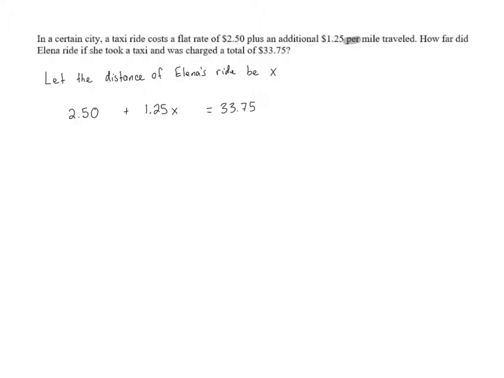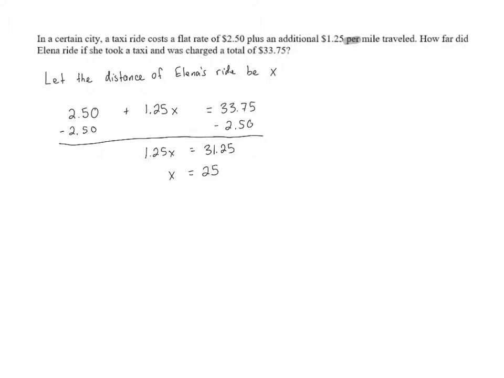We can start by subtracting 2.50 from both sides. When we do that, we're left with 1.25x on the left, and $33.75 minus $2.50 is $31.25. Don't forget the decimal. Now to get x alone, we have to divide both sides by 1.25. And when we do that, that gives us x equals 31.25 divided by 1.25 is 25, in this case, miles.